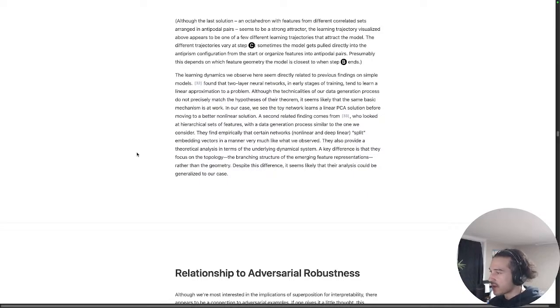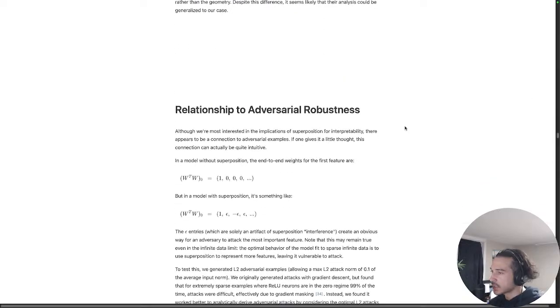A second related finding comes from [33], who looked at hierarchical sets of features with a data generation process similar to the one we consider. They find empirically that certain networks, nonlinear and deep linear, split embedding vectors in a manner very much like what we observed. They also provide a theoretical analysis in terms of the underlying dynamical system. A key difference is that they focus on the topology, the branching structure of the emerging feature representations, rather than the geometry. Despite this difference, it seems likely that their analysis could be generalized to our case.